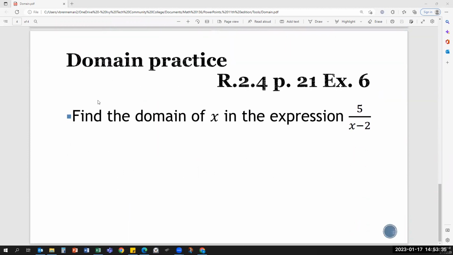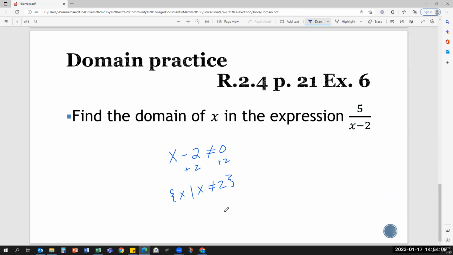So for example, to find the domain of X in the expression 5 over X minus 2, well, we can't divide by 0, so X minus 2 isn't allowed to be 0. And what would make X minus 2 zero? If we solve that equation, adding 2 to both sides, then X can't equal 2. So that would be the domain. Typically, it would go inside of set builder notation. So you put X not equal to 2 into that. That would be the domain.